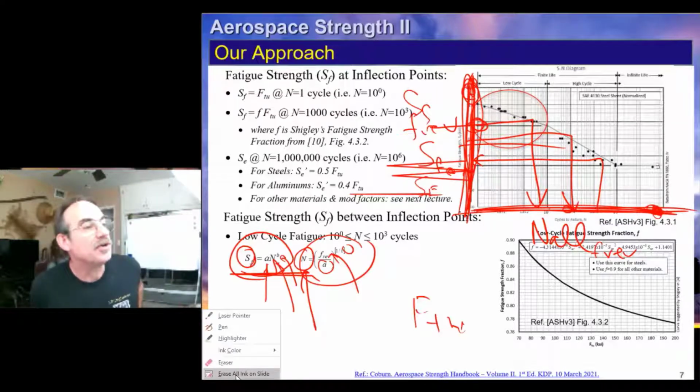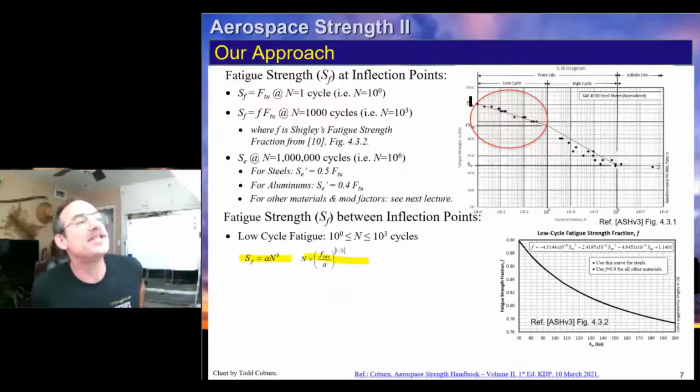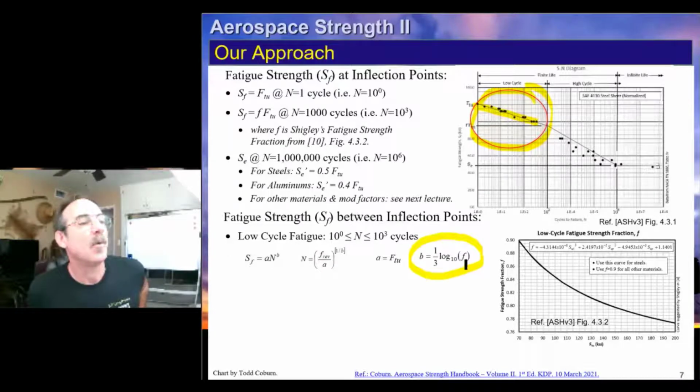So now you'll notice this equation is valid for this curve and for this curve. However, the coefficients are going to be different. So let's focus first on this curve and find out what are the coefficients. What's the intercept of that curve right there? It occurs in FTU. What's the slope? Well, if we plug in the two endpoints, we would find that the slope is this. What is that right there? That is not the stress. That is the stress fraction, the low cycle fatigue strength fraction. You see that?